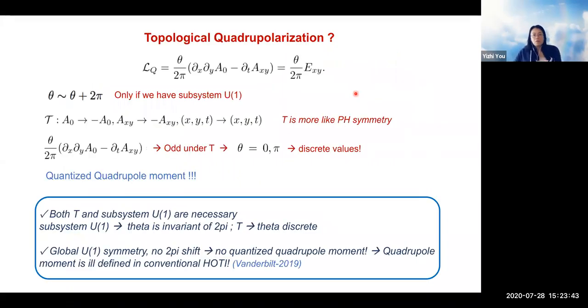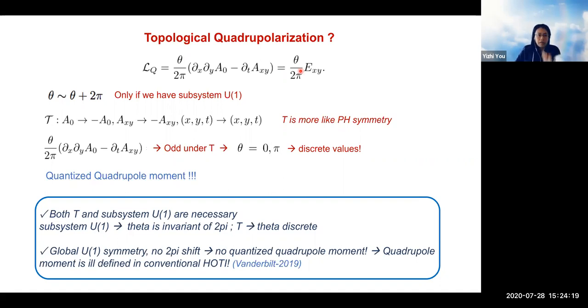But we don't just want a trivial electromagnetic response. We want some topological electromagnetic response, which means the coefficient of such a response theory has to be quantized, or at least they have to take some discrete values enforced by symmetry, and they should be pretty robust under any arbitrary perturbations or additional interactions. So the next step is to figure out whether such a quadrupolarization term has a quantized coefficient. And remember, the symmetry we want to impose here is subsystem and time reversal symmetry.